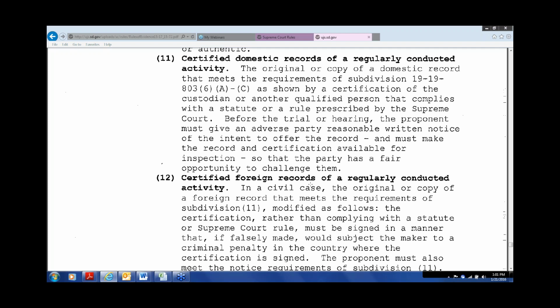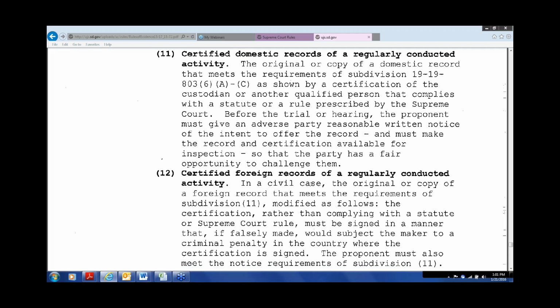Subsection 11 deals with regular business records, and then subsection 12 deals with foreign records. And the evidence committee thought this was an okay provision. Nobody objected. The Supreme Court apparently thought this was a good idea as well. I don't know of anybody who did object to it, but that's just to point out that that's a new way of authenticating documents.